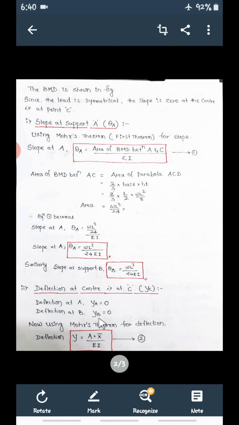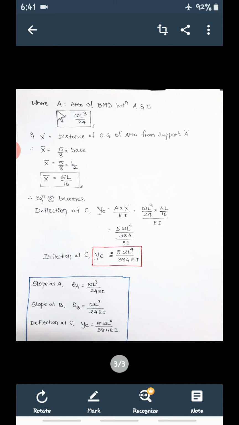Now if you want to find out deflection, we have to use the Mohr's second theorem. Using Mohr's theorem for deflection, deflection at any point is equal to A into X bar divided by EI. A is the area of bending moment diagram between the two points, and X bar is the center of gravity of that particular area. E is the Young's modulus of elasticity, I is the moment of inertia.